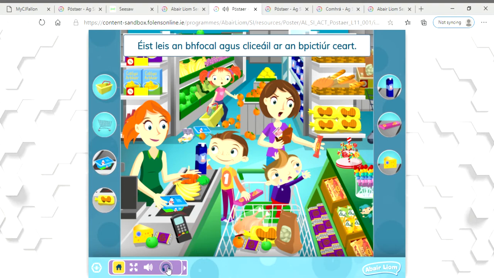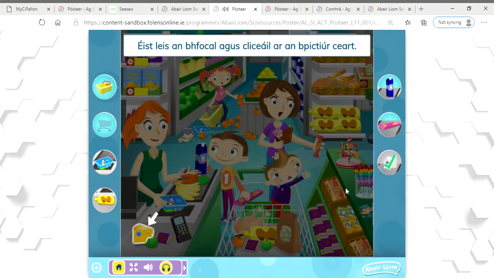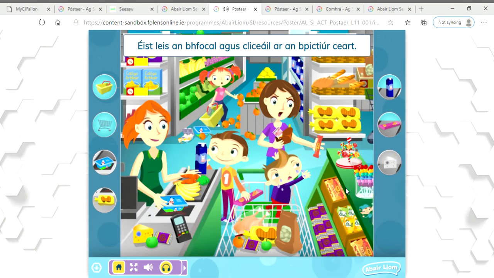Cos. Cos. Cá bhfuil an chos? Ceart. Cisean. So now we're looking for the cisean, the basket. Cisean. Cá bhfuil an cisean? Now there's a cisean in the picture, but over here in the picture, tá cisean sa phictiúr.